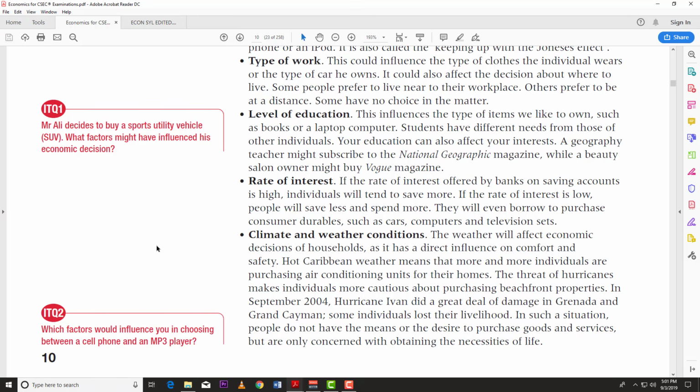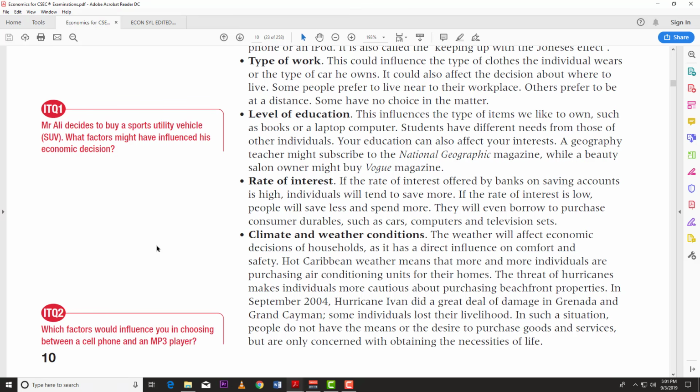You get paid, put it all in the bank book. At the end of the year, you get a significant chunk of change. But if the interest rate is low, then it's not worth it. It's not really worth it to save that money. So those are how some of the economic decisions are made based on the interest rate.